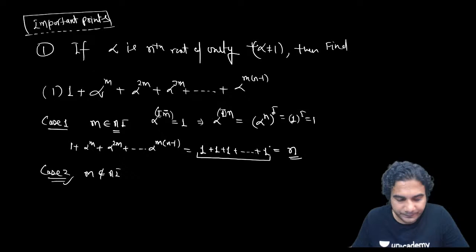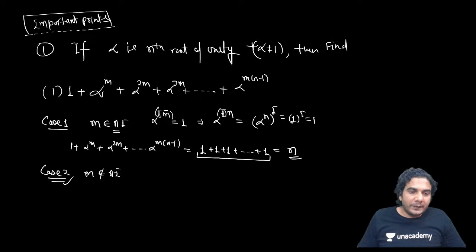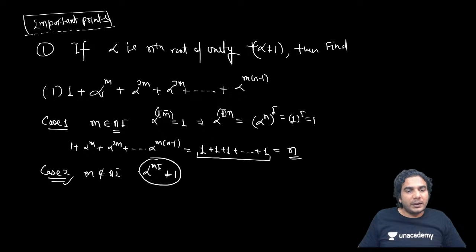You have n terms. Now what will be the answer when m is not a multiple of n? That means alpha raised to m is not equal to 1. Neither alpha raised to m is equal to 1, neither alpha raised to 2m is equal to 1, of course.